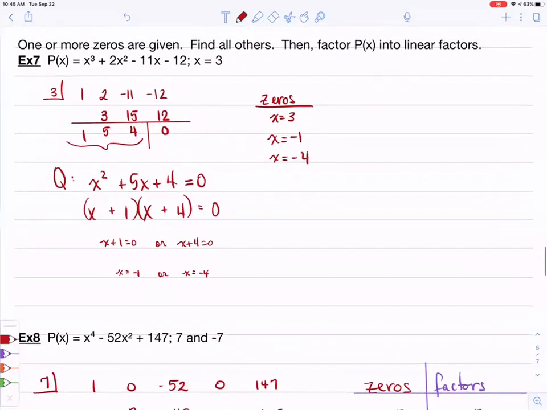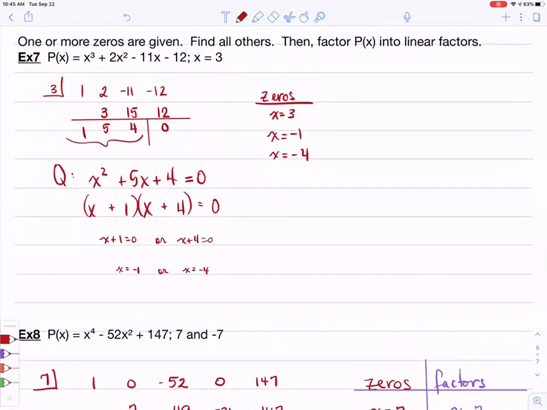Okay, so let's look at the directions again. One or more zeros are given. Yeah, we proved it. Find all the others. I did that, and I did that by factoring the factor. Okay? So I found all my zeros. Then the next statement says, factor into linear factors.